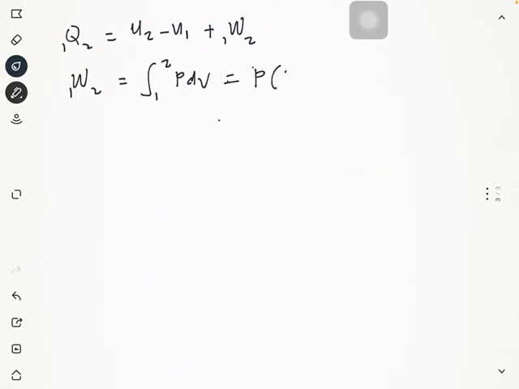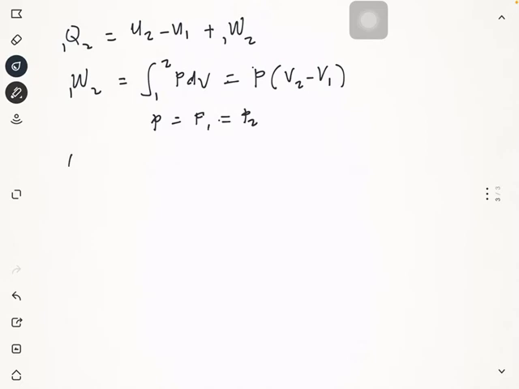our first law, therefore, is Q from 1 to 2, this is U2 minus U1, plus the work from 1 to 2. Okay, so this work from 1 to 2 is equivalent to the integral from 1 to 2 of P dV, which is P(V2 minus V1), where we hold P at constant pressure. P1 is equal to P2.